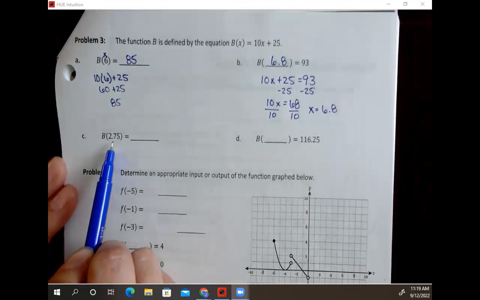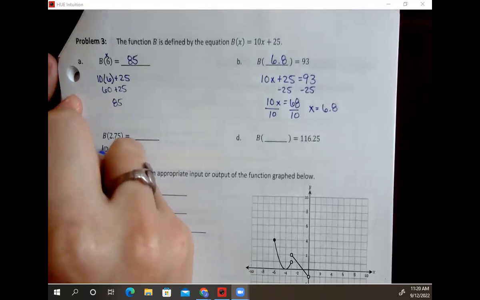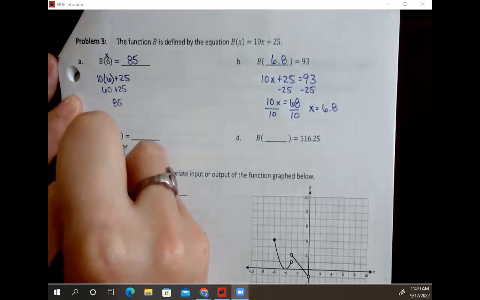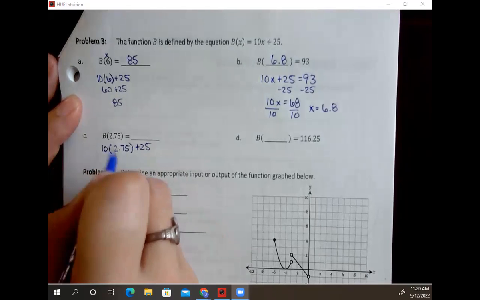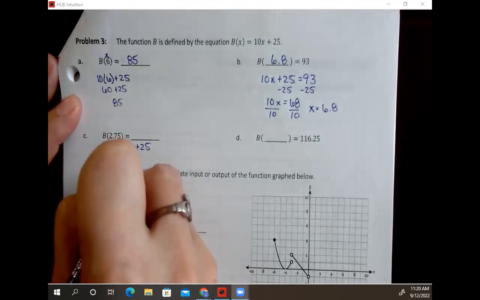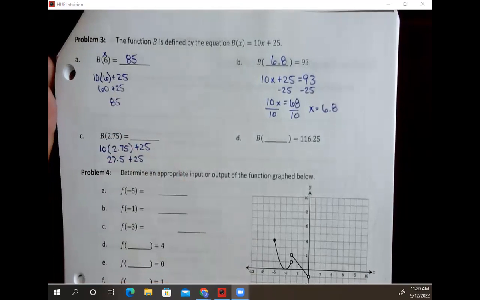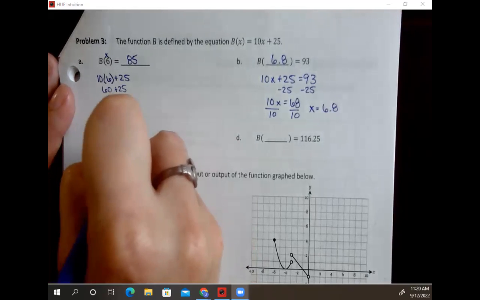For C, 2.75. Do I plug that in for x or do I set the function equal to it? Plug in or set equal? Plug in. It replaced x, so I'm going to use it to replace x. So 10 times 2.75 plus 25. 10 times 2.75 would be 27.5. Nice thing about multiplying by 10 is it makes those decimals not so tough. And then if I add this together, I would get 52.5.